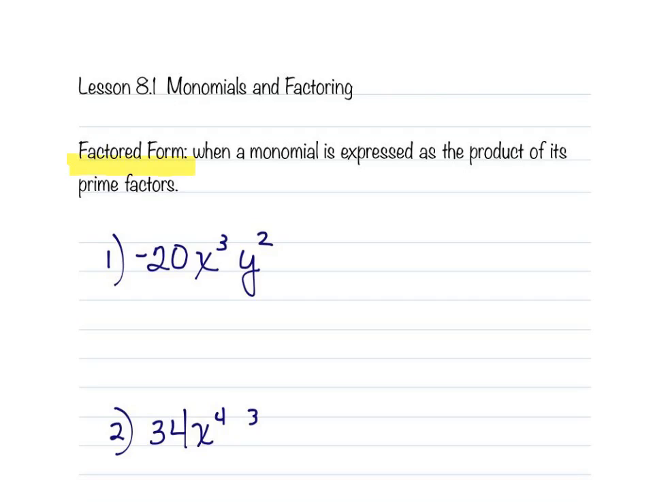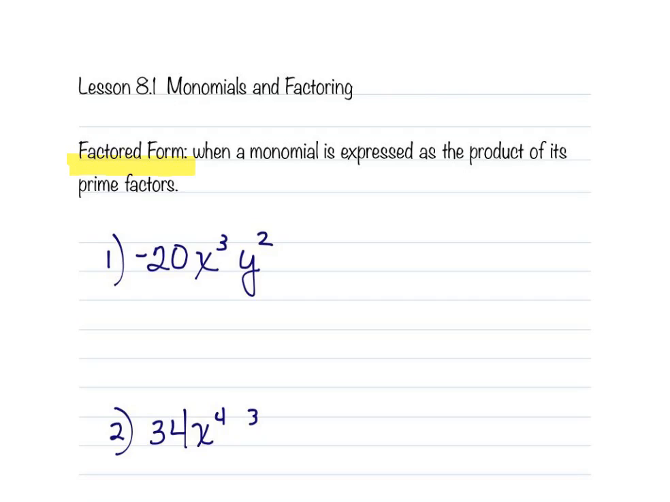Factored form is when a monomial is expressed as the product of its prime factors. In other words, as a multiplication problem of all of its prime factors. Let's recall what a prime factor is. A prime number or prime factor is a number that has only two factors, 1 and itself.